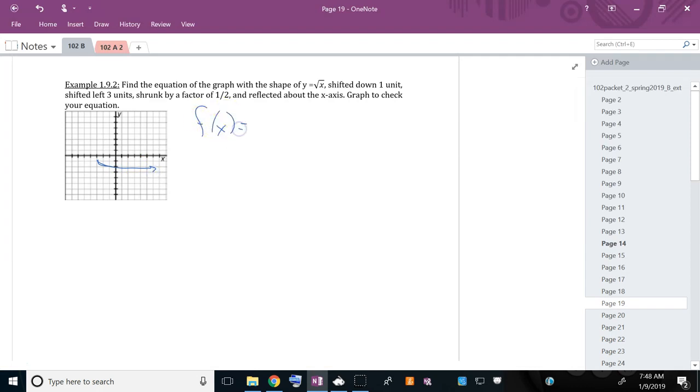So to get the equation, let's put in the square root and then the x, because we know those are in there. The down 1, that's vertical, so it's on the outside, so minus 1. We're going to go left 3, that's on the inside. And remember, that's backwards from how we think it should be, so plus 3. Any stretch or shrink is something I multiply out in front. And again, it's an x-axis reflection, so that means I put the negative sign out in front as well.